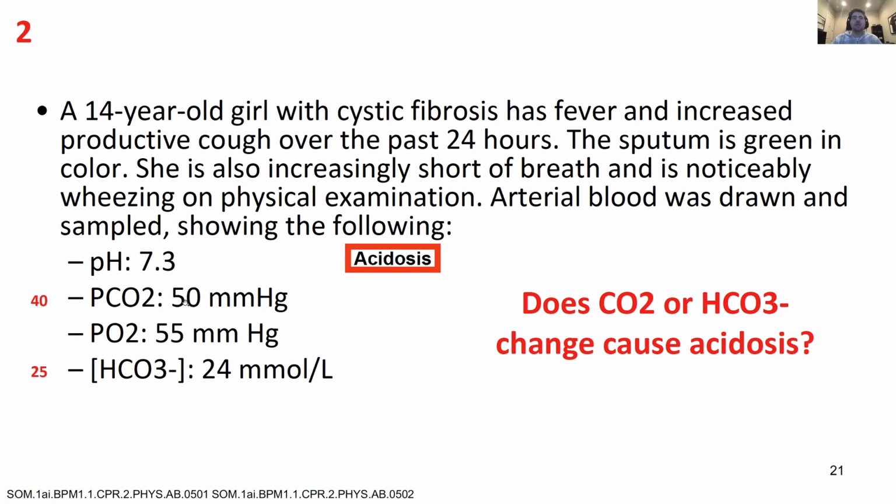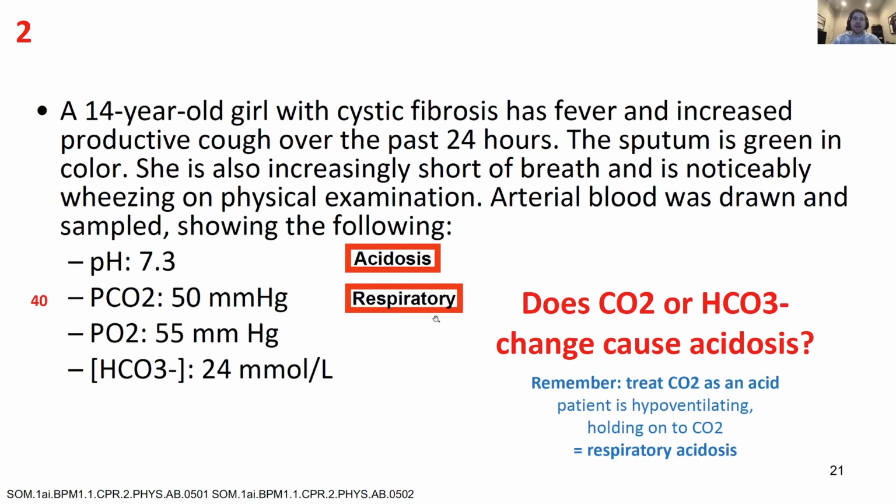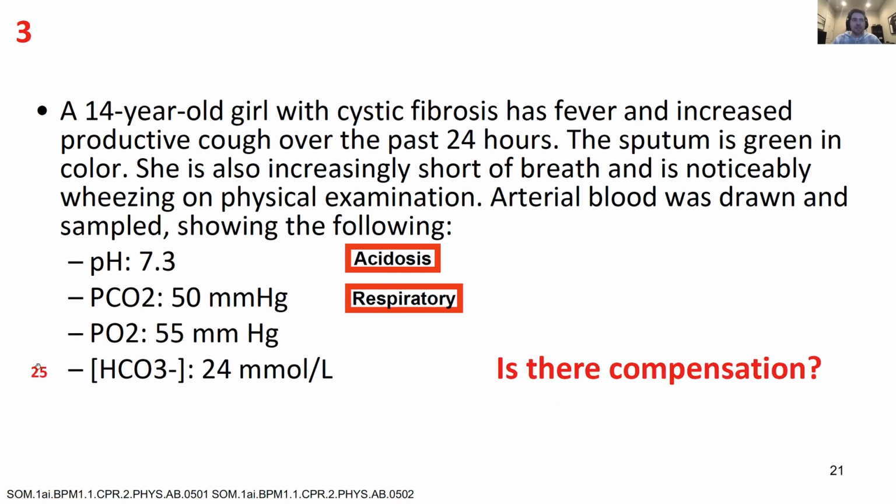PCO2 being elevated does cause respiratory acidosis. Since the normal value is 40 and we're at 50, that means you're holding on to carbon dioxide, and that's an acid problem. So you get respiratory acidosis. So that's these two, right? Now, is there compensation here? 24 falls in the normal range. If this happens over time, this respiratory acidosis, there will be compensation by the kidneys, but it just hasn't been long enough. So we can say that this is an acute problem because there's no compensation.